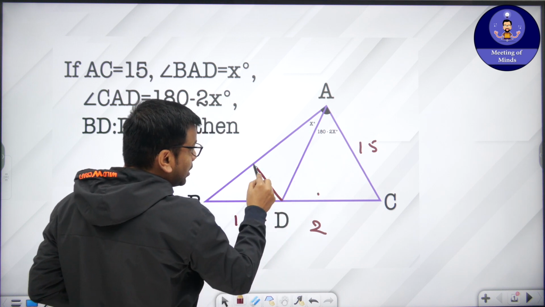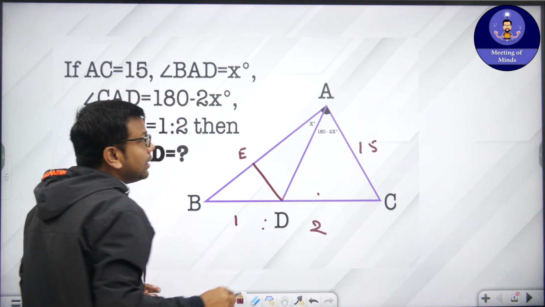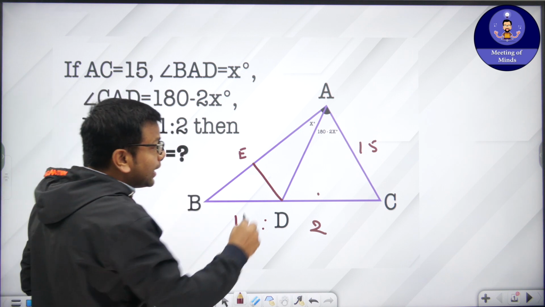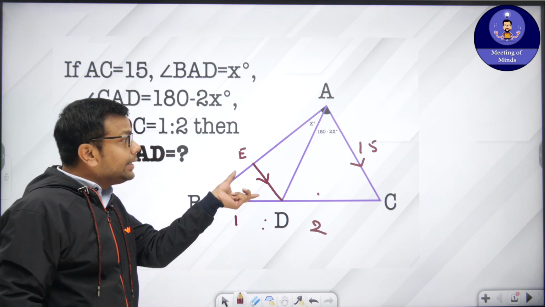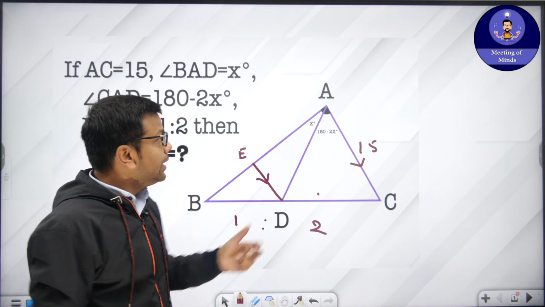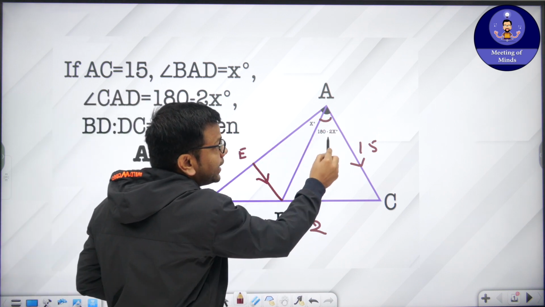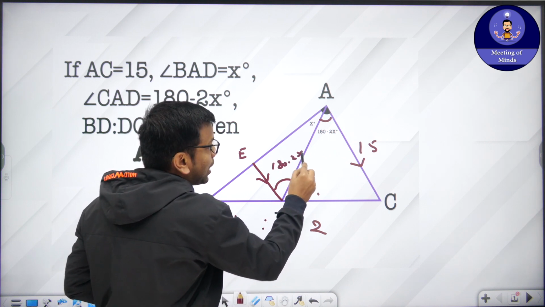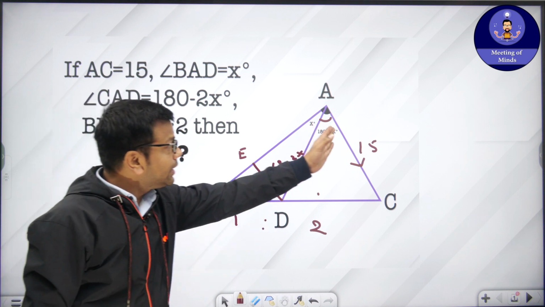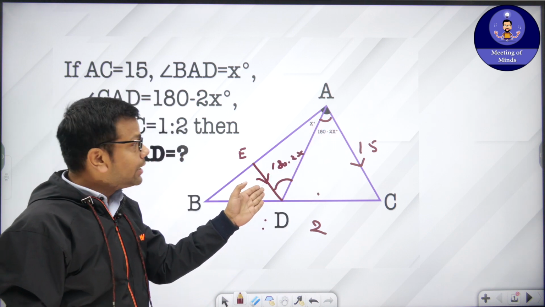Let's construct a line DE. Assume DE is parallel to AC. So we constructed a line DE which is parallel to AC. So if this angle is 180 minus 2x, this angle is also 180 minus 2x. I hope it is okay. Because in parallel lines, alternate internal angles are equal.